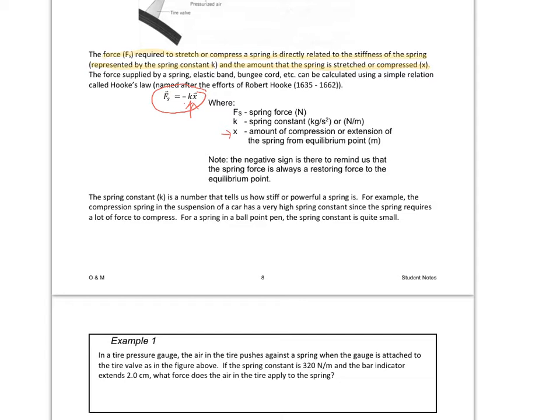stretch, okay? Now this negative here, the negative sign is there to remind us that the spring force is always a restoring force. So it will always be in opposition to the direction of stretch. Again, spring constant K is how stiff something is. If it has a large spring constant, it means it is harder to stretch or compress. So large K, harder to stretch or compress.